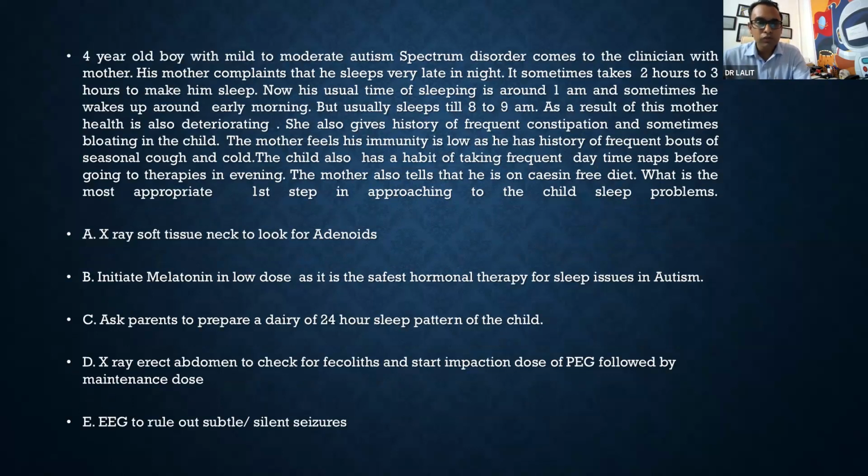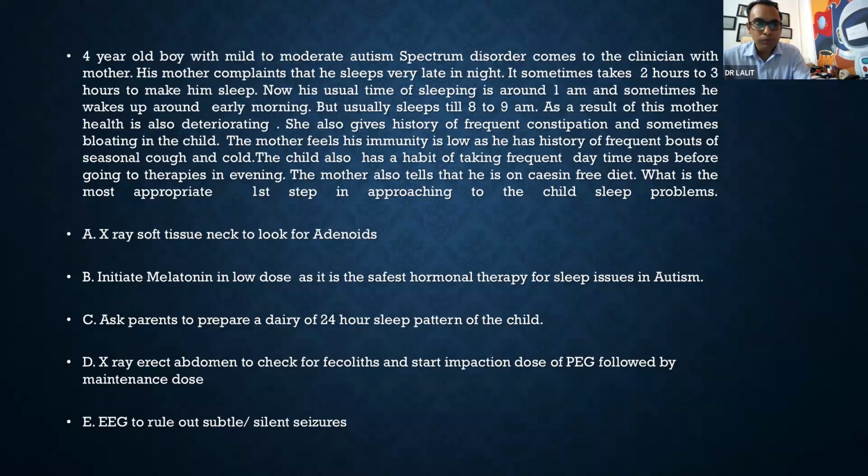Sometimes he gets up around 1 a.m. and sometimes he wakes up early in the morning, but usually sleeps till 8 to 9 a.m. As a result, his health is deteriorating, mother says. She also gives a history of frequent constipation and sometimes bloating in the child. The mother feels his immunity is low as he has a history of frequent bouts of seasonal cough and cold. The child also has a habit of taking frequent daytime naps before going to therapies in the evening. So there is a history of frequent daytime naps. The mother also tells he is on a casein-free diet.